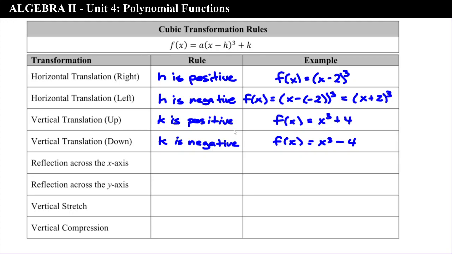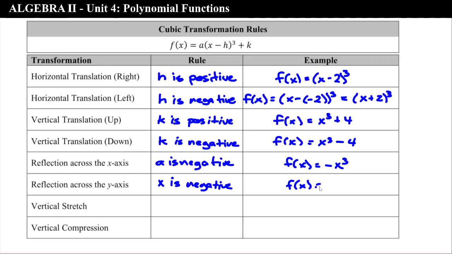A reflection across the x-axis occurs when a is negative. So it would look like this: f(x) = -x^3. A reflection across the y-axis occurs when x is negative. And so the negative sign would have to be in the parentheses as part of what's being cubed. Okay, you have (-x)^3.